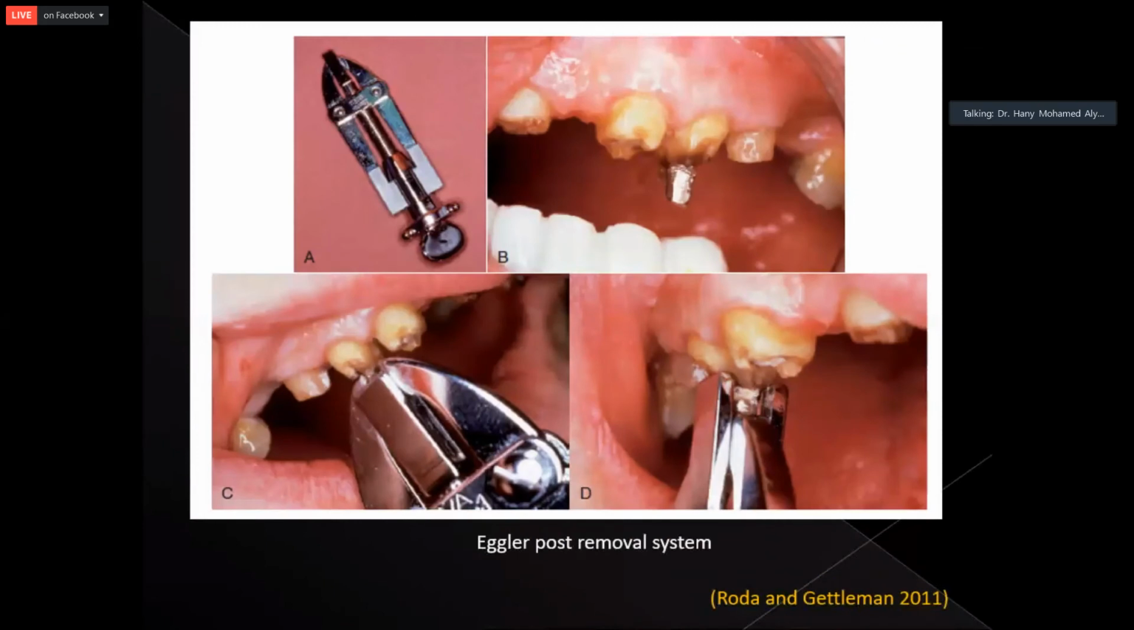And also the Iger post removal is another device which can be used to remove posts from the canal.